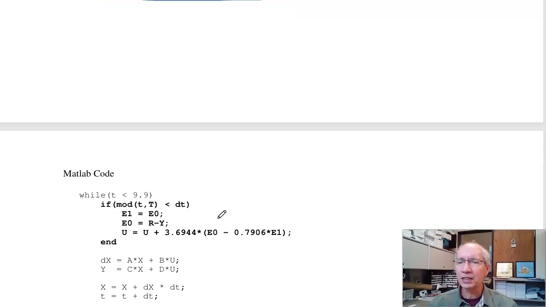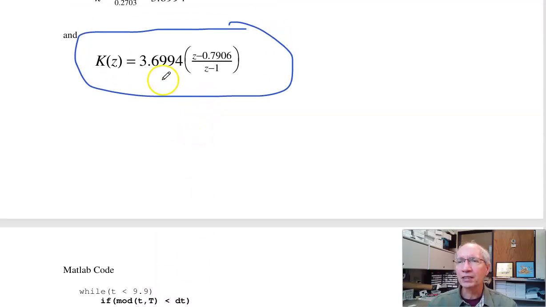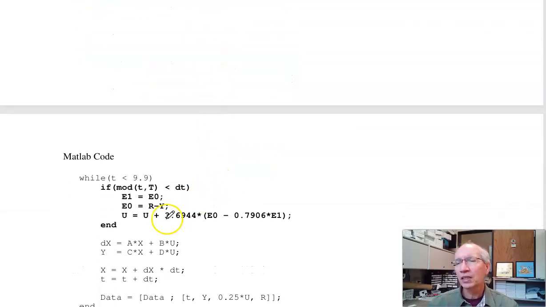Now checking it in simulation, here's my new K of Z. Again, this is 3.69, z minus 0.79 over z minus 1. This is the z minus 1. U is the old u, plus 3.69 times z minus 0.79.